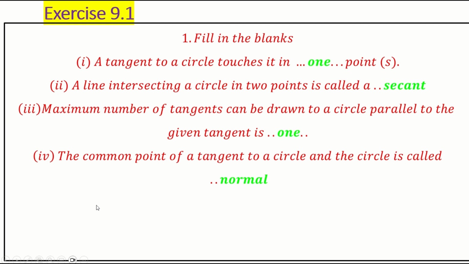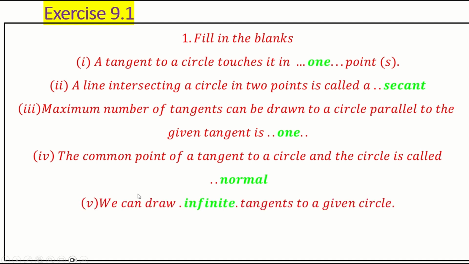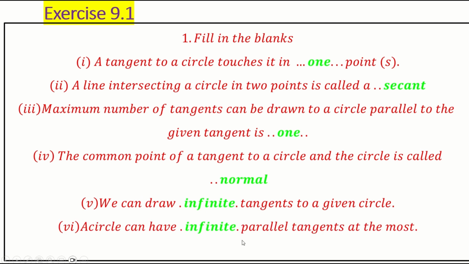Now the common point of a tangent to a circle and the circle is called the normal. We can draw infinite tangents to a given circle. The circle can have infinite parallel tangents at the most, but all are not parallel. Only two are parallel at any point. Two are parallel to each other, but like that you can have infinite parallel tangents.